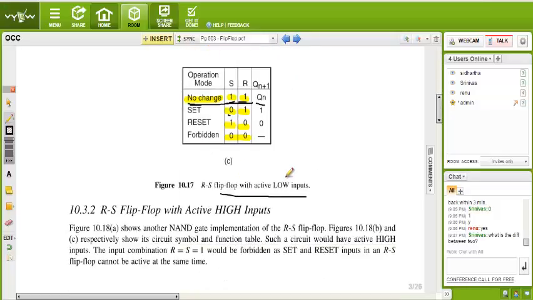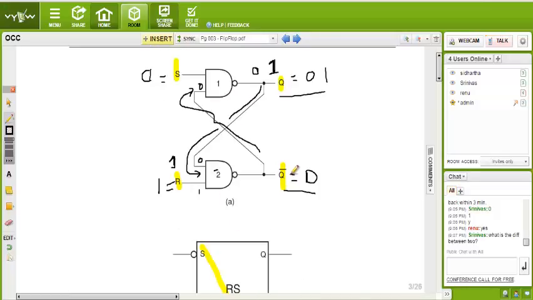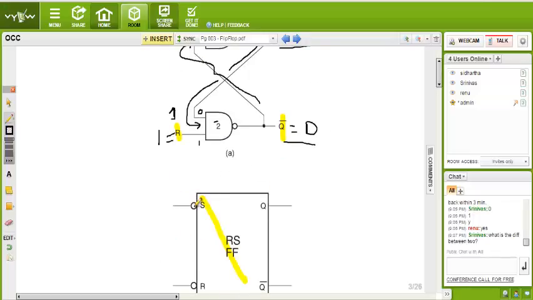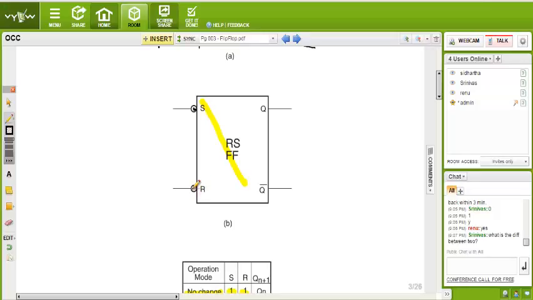I will tell you what the difference is. Active low and active high means, see here there is a bubble. This bubble is for active low. It will work on the active low portion. That means one pulse is like that, this pulse chain is going on. This gate works for the active low portion. And if it is active high, then it will change its state for this portion only.